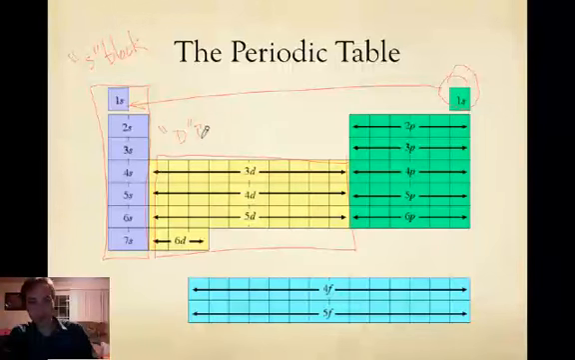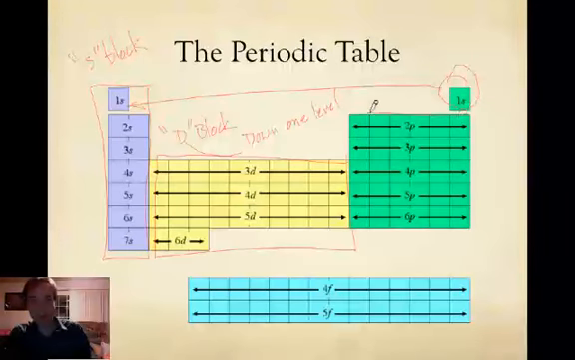Now there's a trick to the D block. The thing is, 3D is in the 4th energy level. So what I remember is the D in D block stands for down 1 level. In other words, the 3D is down 1 level from where you think it should be. It's not in the 3rd row, it's down 1 level, it's in the 4th row.